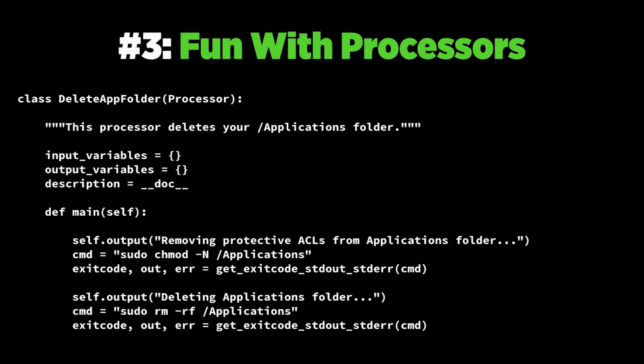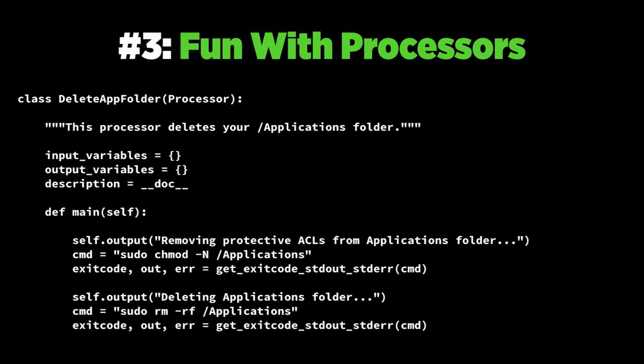With AutoPkg, because it's all based in Python and very modular, we can build our own processors, put them next to our recipes and call them as needed. And that allows us to execute basically arbitrary code. And this is a processor that I wrote that I fortunately do not use, called DeleteAppFolder. And it does what it says. It deletes your applications folder. First, it strips the protective ACLs from the applications folder, and then it does sudo rm -rf.